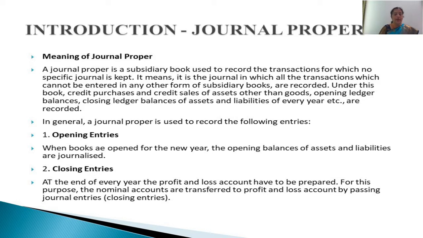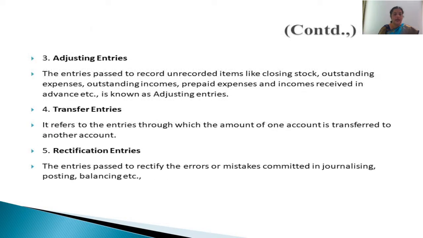In this journal proper we enter certain kinds of entries. First, opening entries, which we have to pass in the beginning of the year. That means the closing balances of the accounts of assets and liabilities will be brought to the new year as the opening entry for this year. Then closing entries, that means certain accounts have to be closed so that they are posted to certain accounts. Then adjusting entries, the entries to be passed which we find in final accounts in problems like adjustments.